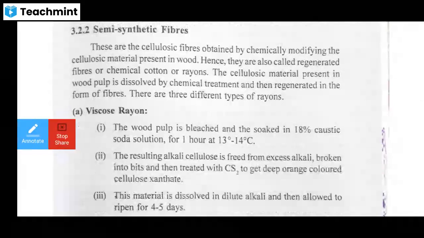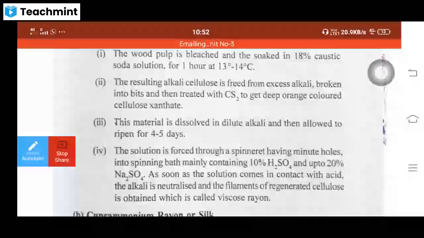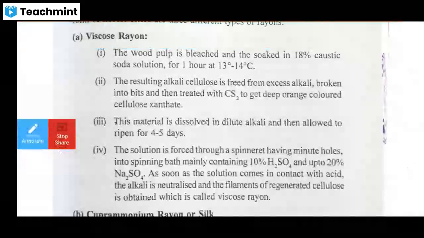In viscose rayon, the wood pulp is bleached and treated with caustic soda solution for one hour at 30 to 40 degrees centigrade, resulting in the formation of alkali cellulose. This is treated with carbon disulfide, which gives the orange color of cellulose xanthate, and this material is dissolved in dilute alkali and allowed to ripen.